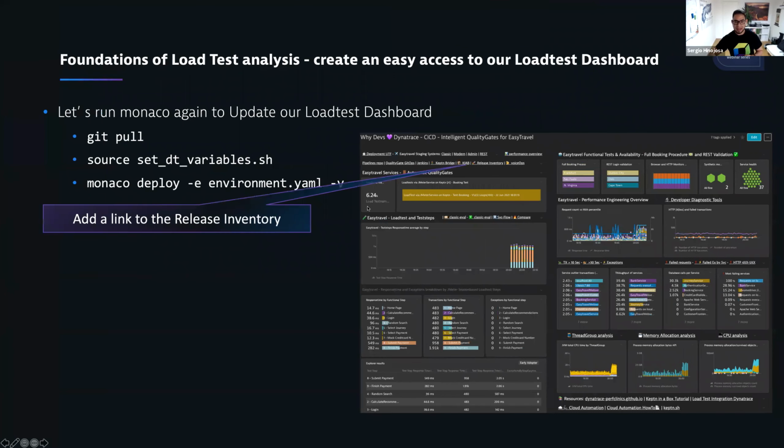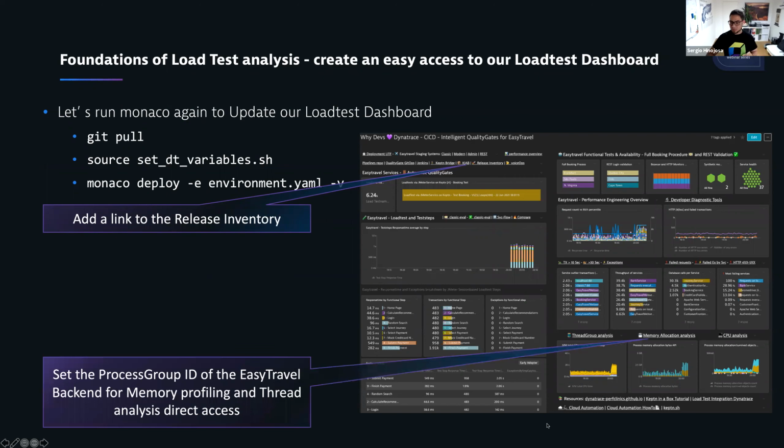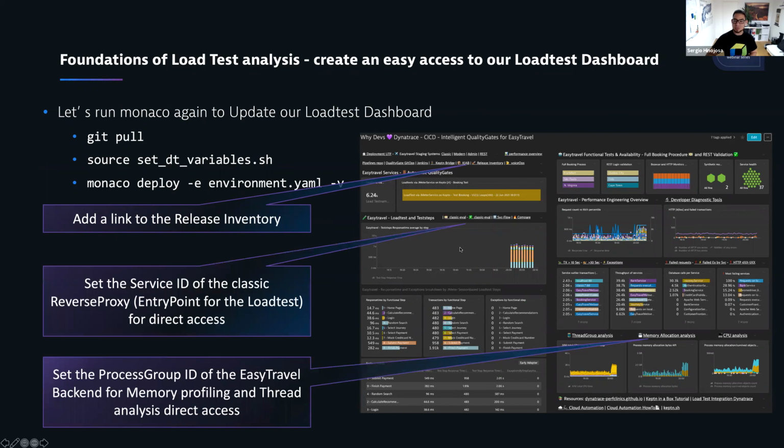So what we have added in this dashboard, we have a link to the release inventory. What it is, I'm gonna show it right now. We put this ID of the process group to the memory allocation and thread group analysis, something that I'm gonna explain in episode 4, and a link to the service ID, which is an easier access. We can, of course, with the super search of Dynatrace or with the service dashboard, find the classic, but in here we have it because the classic eval is the reverse proxy where all the transactions get into the system. So it will be the entry point for comparing load tests. Wherever the load tests go, we're going to compare it from there.